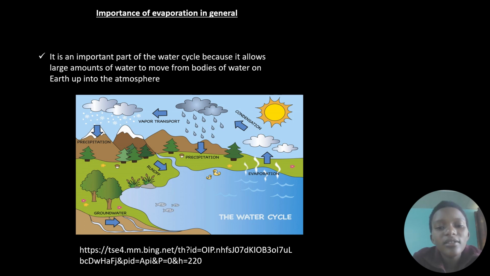Firstly, water in the sea, after some time it evaporates into the atmosphere. Then it is condensed to form clouds. These clouds precipitate, and after some time it gives rainfall.